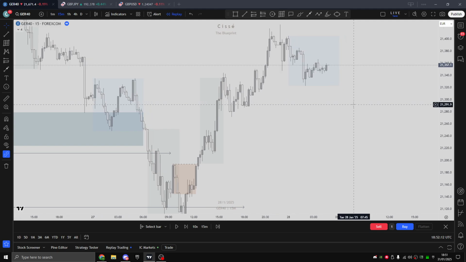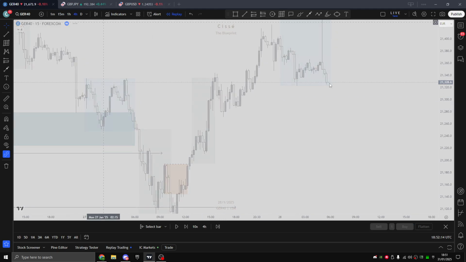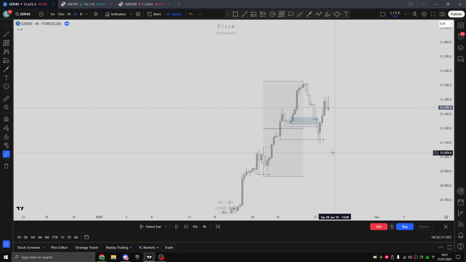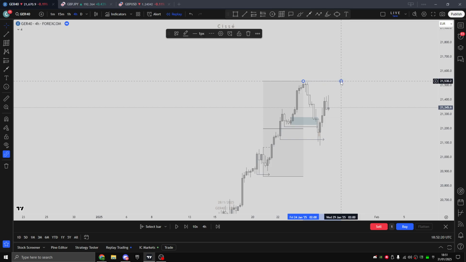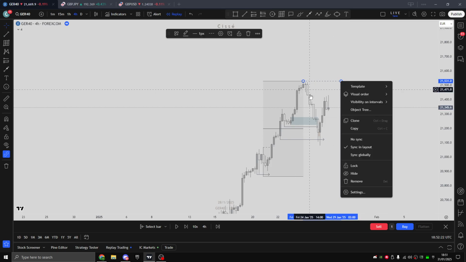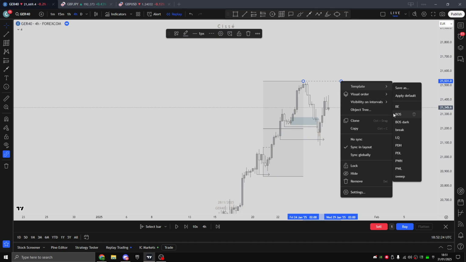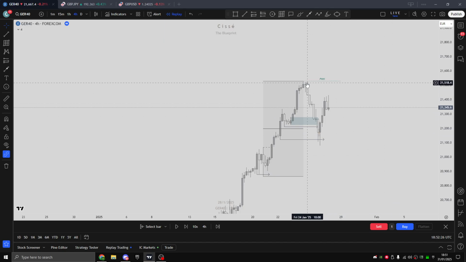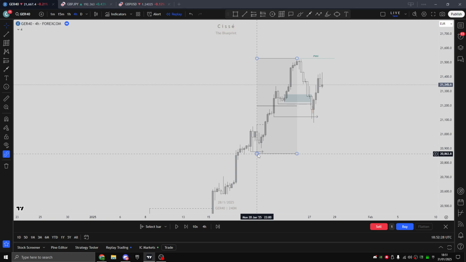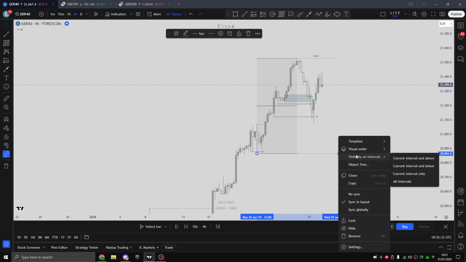Moving on to Tuesday. Let's backtrack to the 4-hour. Like I said, really nice sweep there. We now have a really clear target here. This is a weak high. This high has currently failed to take out this low down here. It's also the previous week's high. I believe that's the previous week low. Yeah, that's also the previous week low there.